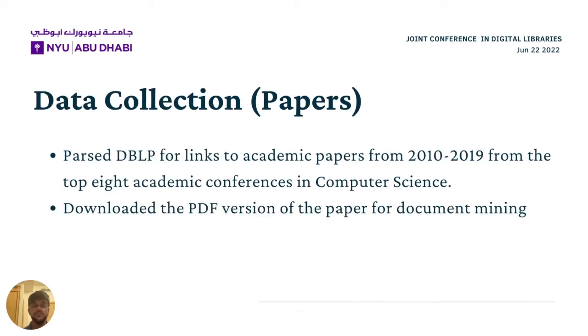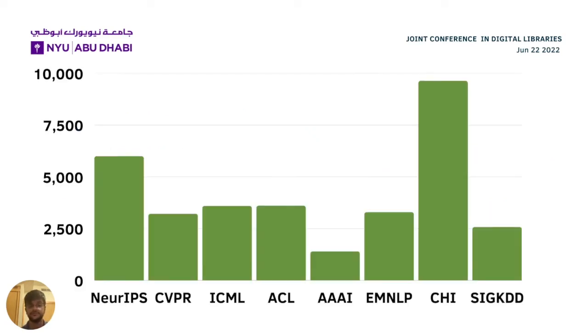So we started our research with data collection. We collected the data of papers and repositories from various online sources. For papers, we limited ourselves to the top 8 CS conferences over the last 10 years. We used DBLP, which is a free online and quite extensive bibliography of computer science. And DBLP got us a link to each paper. So from this link, we downloaded a PDF version of each paper, which we will later use for document mining.